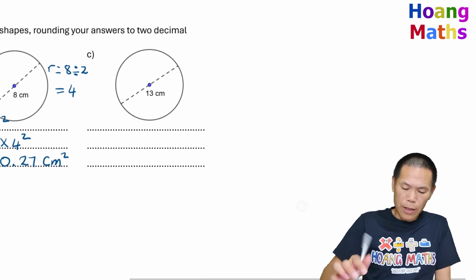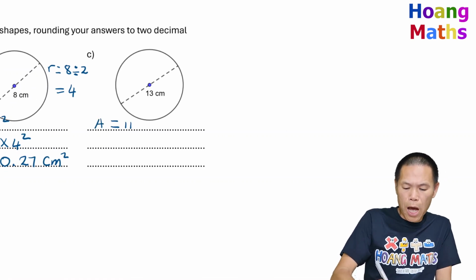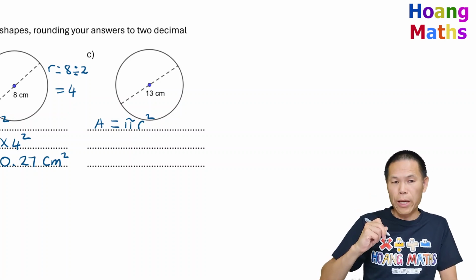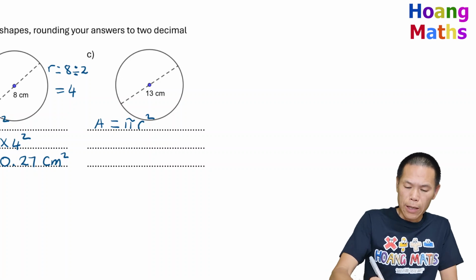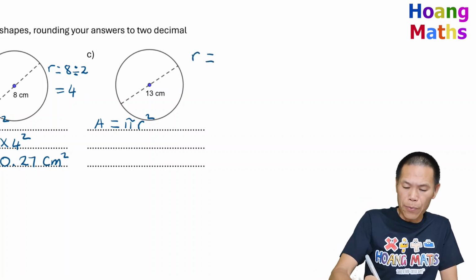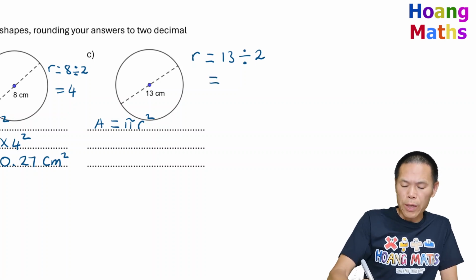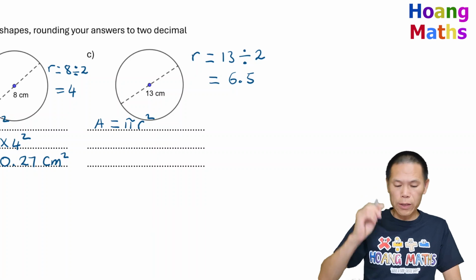Part C. Area of a circle is pi r squared. R is the radius, don't forget. And then the diameter is 13 in this case. So therefore, the radius is half of the diameter. So this means half of 13, or 13 divided by 2. So that will give me 6.5. So that is the radius of the circle.